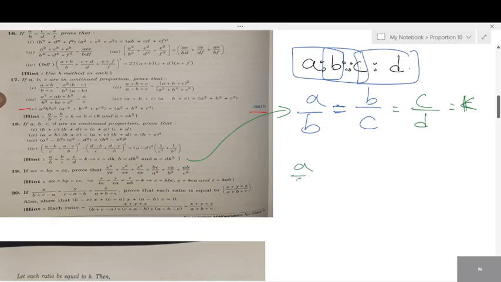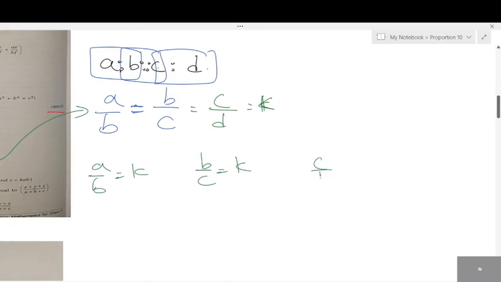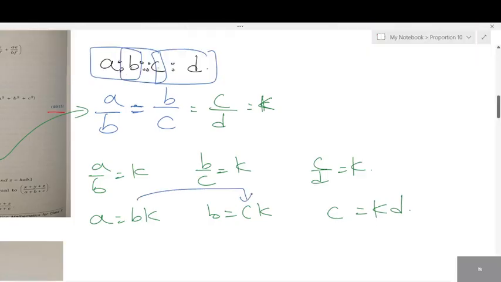Now tell me the value of AB. AB is K. Next, BC is equal to K and CD is equal to K. Yes. What is A value? B into K. What is B value? C into K. C is equal to K into D. Now, A value, students. What should you replace for B? B is given. What should I replace this with? CK. What do we get? CK the whole square.